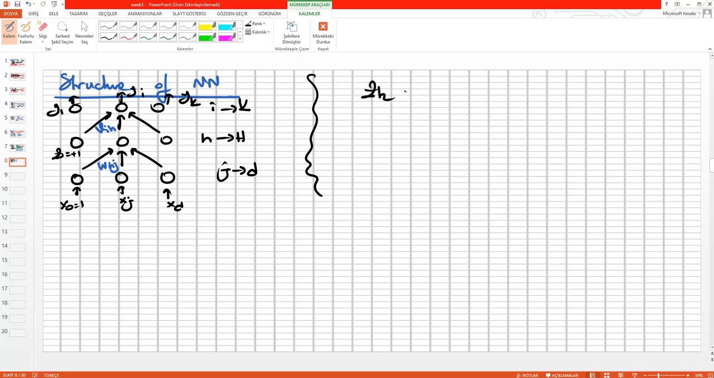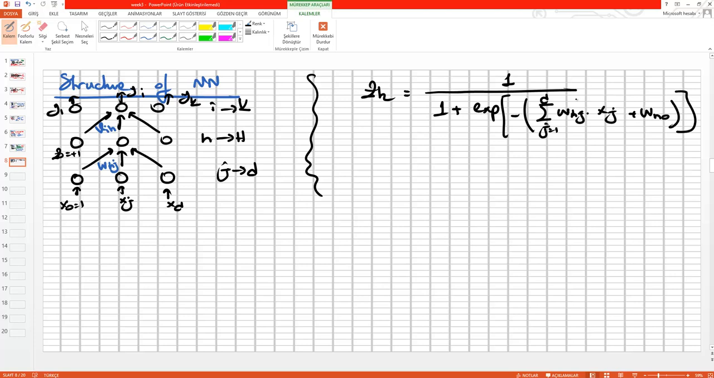Firstly, ZH is equal to this formulation: 1 divided by 1 plus exponential, and there's a summation in here, J to D, of VHJ times XJ plus VH0, okay? But in this case, we use the sigmoid function, okay? This ZH can be represented by using this formula in general form, okay?